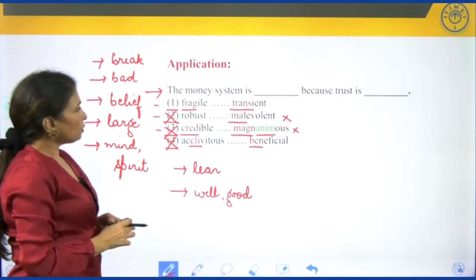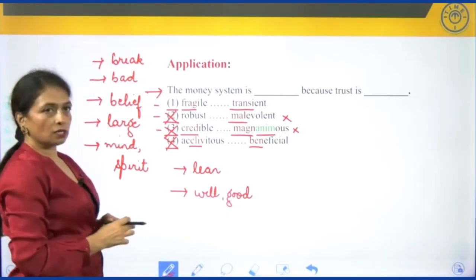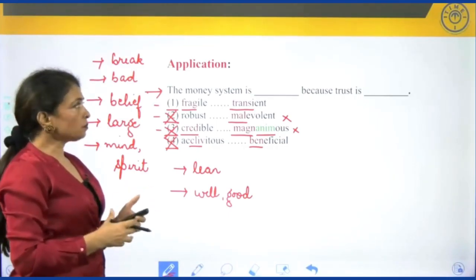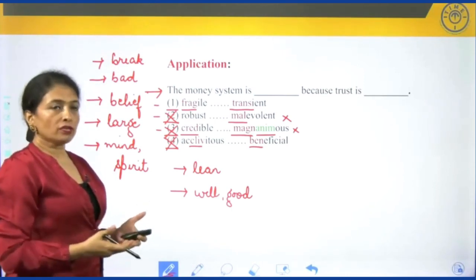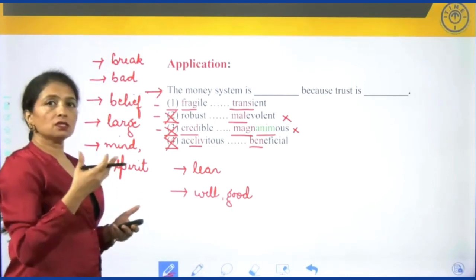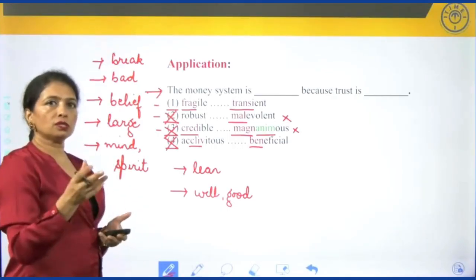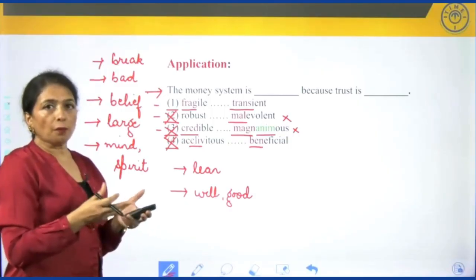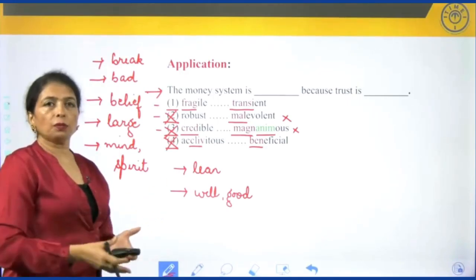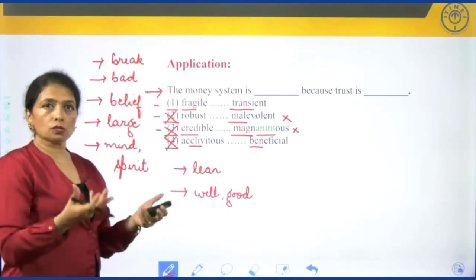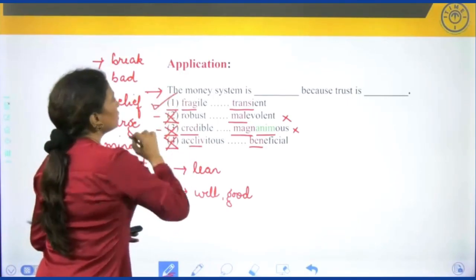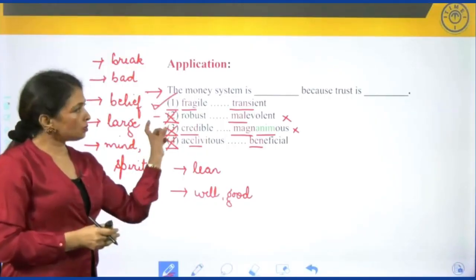Then we are left with fragile and transient. Yes, the money system is fragile. Why is it fragile? Because trust is transient. We cannot trust somebody or something continuously, and it's very temporary. People break trust so soon. So this becomes the correct answer for this question.